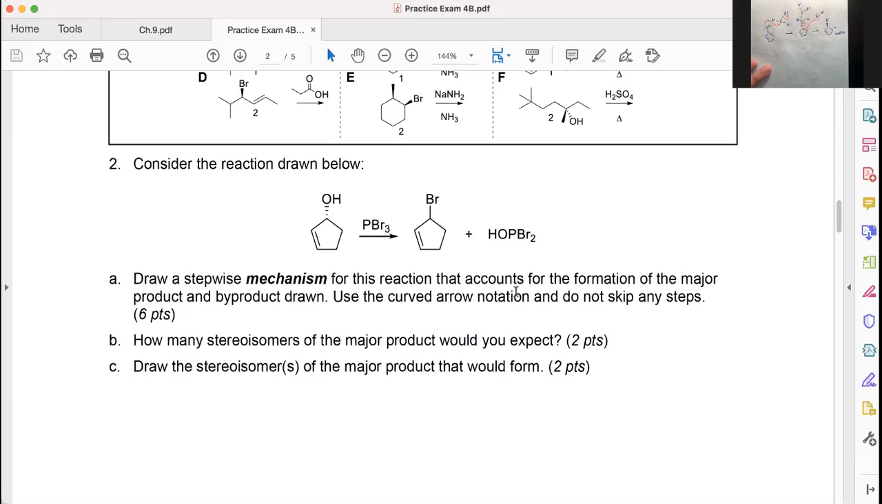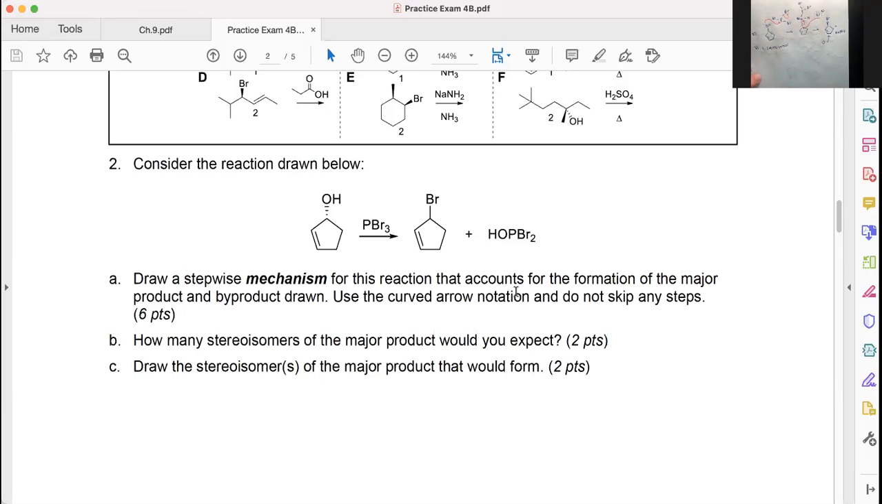B, how many stereoisomers of the major product would you expect? Well, this was SN2, so we get exclusively one major stereoisomer, which is the inversion of configuration. So for part B, it's one stereoisomer. C, draw the stereoisomer of the major product that would form. Well, C is that product. All right, so there you go.